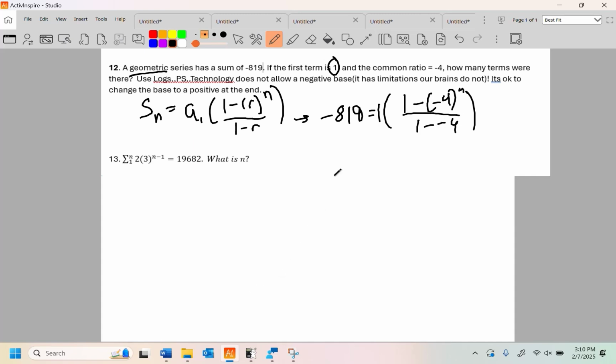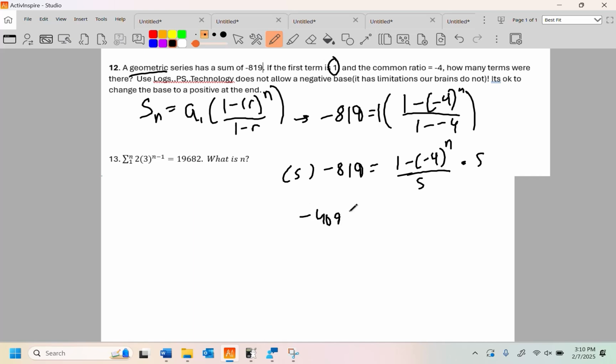And we're going to do some cleanup stuff here. Negative 819 equals 1, which is understood, so I'm just going to drop it. 1 minus a negative 4 to the n over 5. I'm going to multiply by 5 on both sides, and that's going to give me negative 4,095.